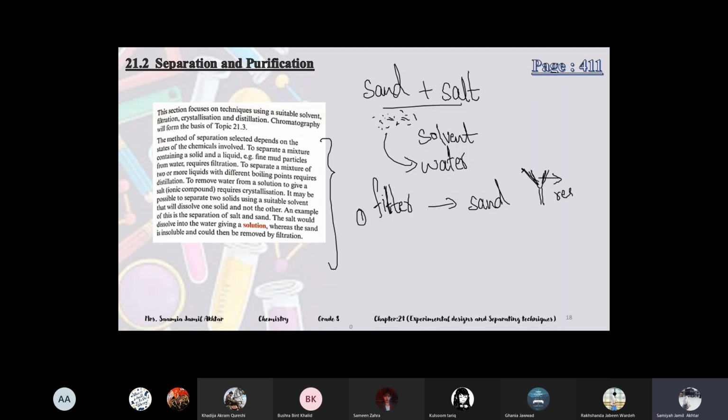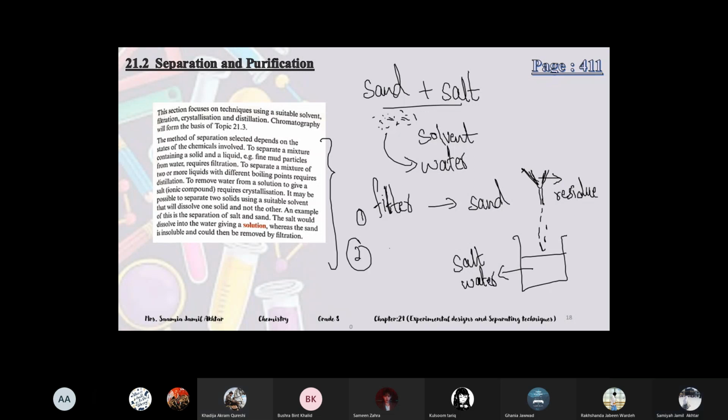Yeah, it's residue. Filtrate is the thing which passes down, the liquid, which goes down. So now the sand is separated, and in the filtrate, which thing is left? Salt. Yeah, salt water. Good. Now what will we do? Next step? Evaporated in an evaporation dish.